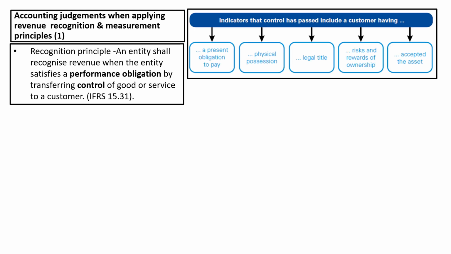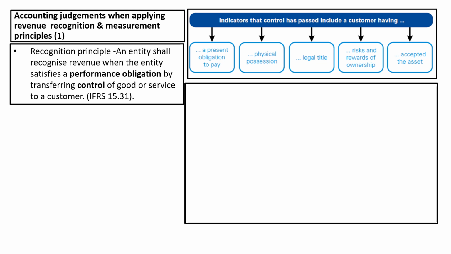Control here means there are many indications that control has passed to the customer. This is where the customer has a present obligation to pay, gets physical possession, gets legal title, the risks and rewards of ownership have passed to the customer, or the customer has finally accepted the goods.